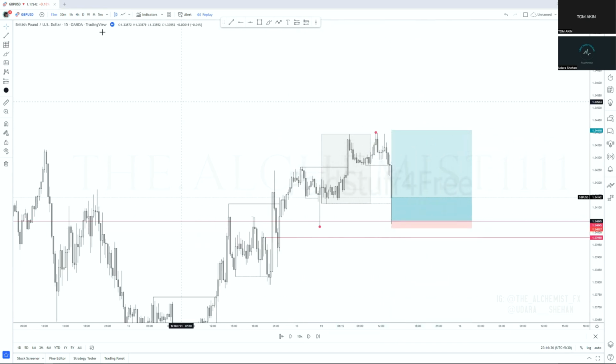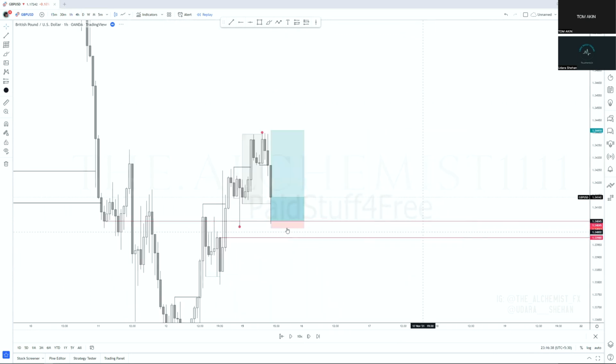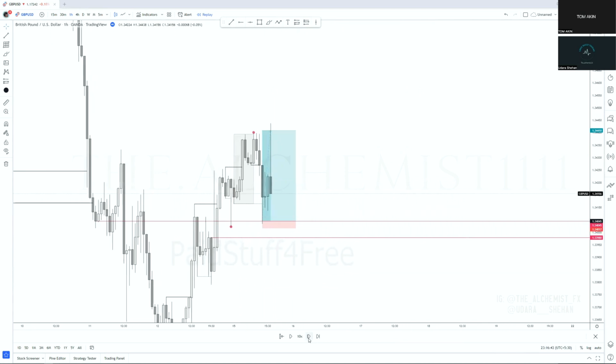So there it comes, right at 1:30. Okay, taps, clears out the pool of liquidity, Asian low, and then it goes. That's it. Can you understand the setup? Intraday. Okay, only intraday setups.